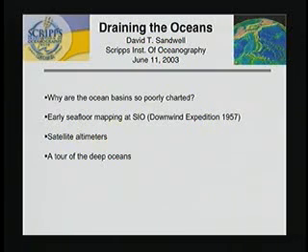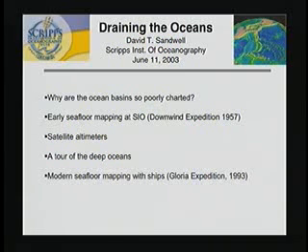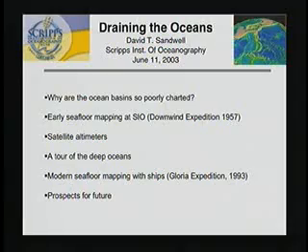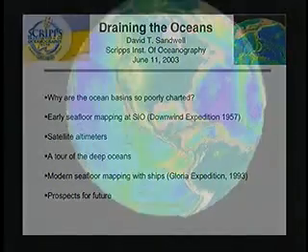Then a little tour of the deep oceans, looking at mostly plate tectonic features like spreading ridges and trenches and seamounts and so on. And then a little bit about modern seafloor mapping tools, multibeam echo sounders, the kinds of things that Scripps has on their ships today. And then finally a little bit about prospects for the future in both the multibeam side and the satellite altimetry side. I think both of these tools are needed to understand the ocean basins.